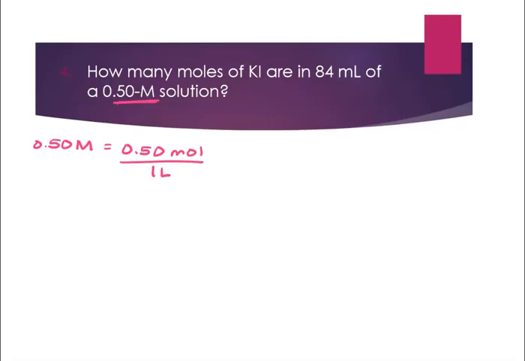So we're going to set up our problem starting with our given. And whenever we do any kind of problem where we're given a molarity, our molarity is never going to be our given. The molarity is always a conversion. So we're going to look at the other number that we're given to figure out what to do. So here we are starting with 84 milliliters of solution.